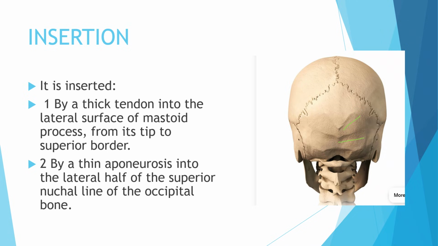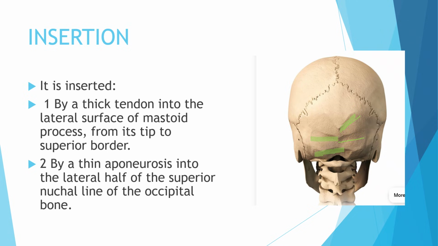So we will discuss the insertion now. This is the superior nuchal line, this is the highest nuchal line, and this is the inferior nuchal line. This muscle gets insertion on the mastoid process and the superior nuchal line.